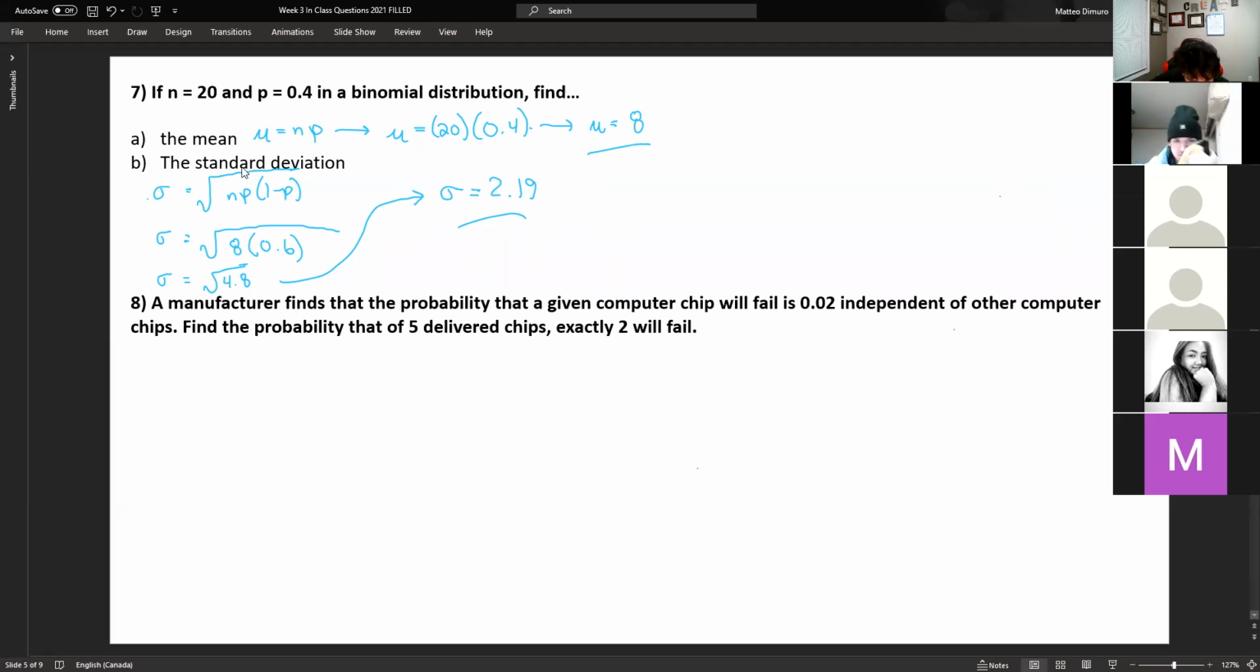Number 8 is good old-fashioned binomial. It's all binomial distribution right now, and it's a good old-fashioned question where we're using this formula down here, the one I just highlighted. Next week we have a lab, so we're not learning anything new, but the week after that, I believe we look at the normal approximation to the binomial distribution.